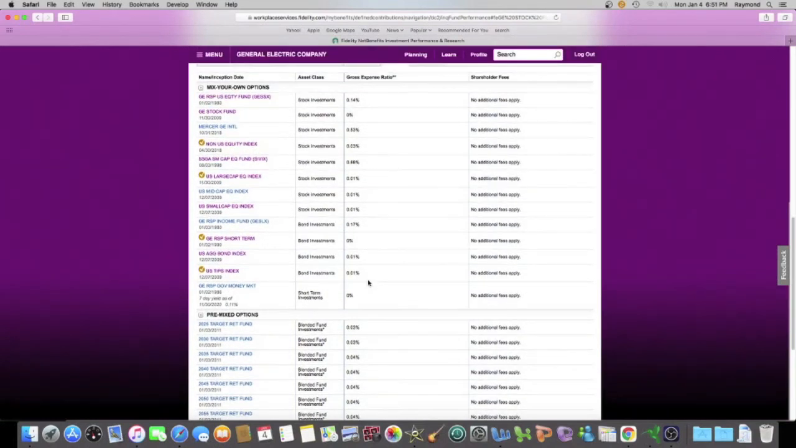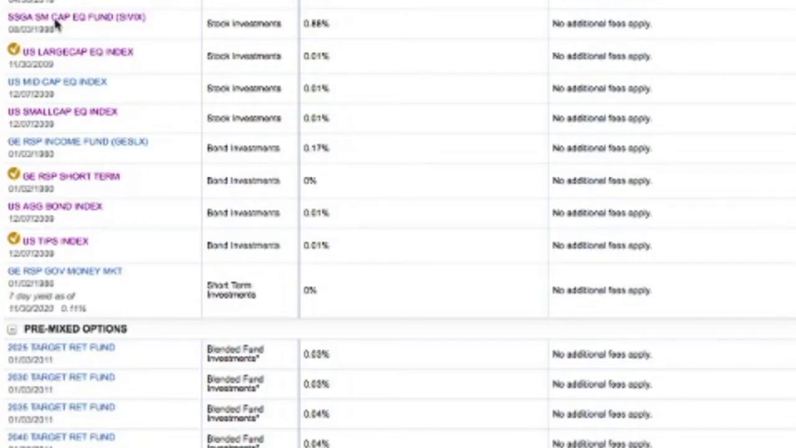Let's compare two funds. So we're going to compare two funds that are similar, but they have different gross expense ratios. So we're going to look at this one, and don't worry about this SSGA. I don't even know why they put stuff like that. But this is a small cap fund. We want to compare this one to this one, U.S. small cap fund. So let's click on this one first. And this one has the highest expense ratio out of this entire column, 0.88.